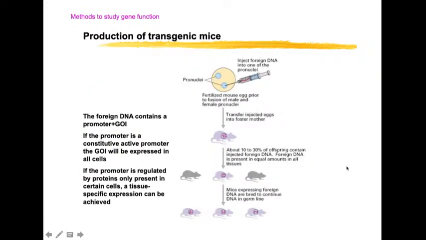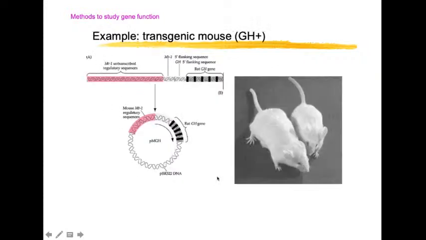And production of transgenic mice to increase the production of your product. So you inject foreign DNA into one of the pronuclei, then you put them into the foster mother. Then about 10 to 30% of offspring contain the injected foreign DNA. Then mice expressing the DNA are bred to continue passing down the DNA in the germ line. So this is an example of a rat having the growth hormone gene, being grown up bigger by flanking it with this regulatory sequence, with the rat GH gene present there.